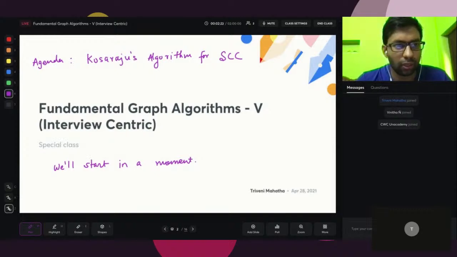The agenda today is to discuss Kosaraju algorithm for finding strongly connected components in directed graphs. And also, in these few minutes, if you have anything to discuss, you can ask.